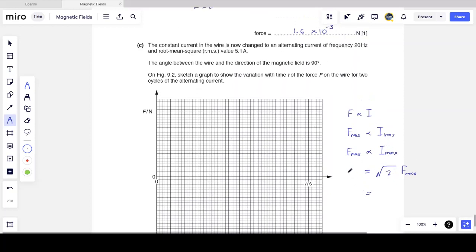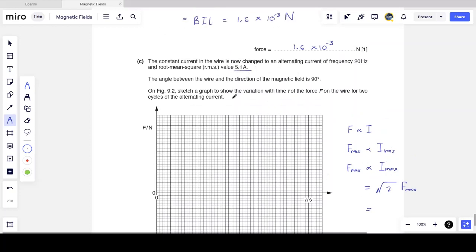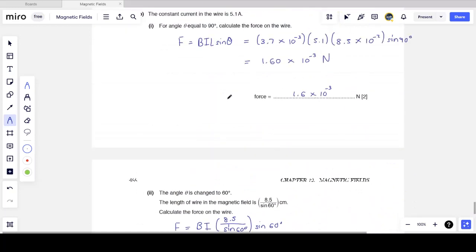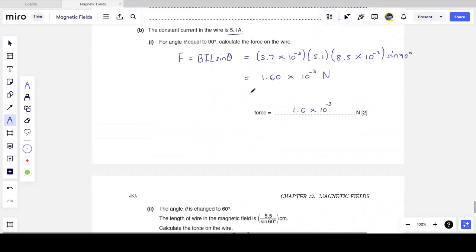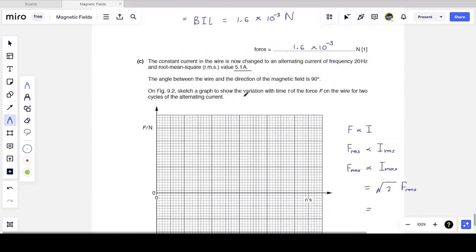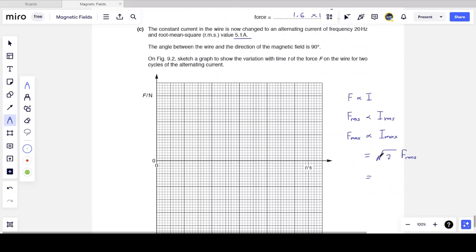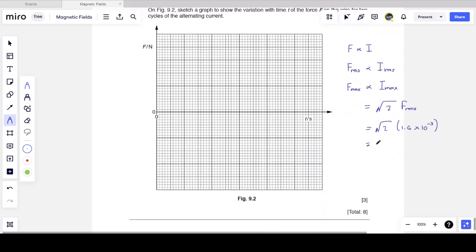But that I already know, because the RMS value is 5.1 amperes. And it's the same 5.1 amperes that I used in the previous question. And I know that force. That RMS, quote-unquote, force is 1.6 times 10 to the minus 3. So that's the square root of 2 times 1.6 times 10 to the minus 3. So this is my maximum force. Again, you don't have to do this calculation in such detail. You could do it aside. But I get 2.3 times 10 to the minus 3 newtons. Aha! So now I can identify the peak points of my graph.